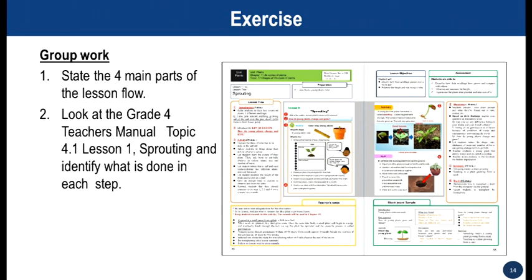Now there is another exercise for you to do. This time you are going to work in groups again. State the 4 main parts of the lesson flow. Look at the Grade 4 Teacher's Manual, Topic 7.1, Lesson 2, Sprouting, and identify what is done in each step.